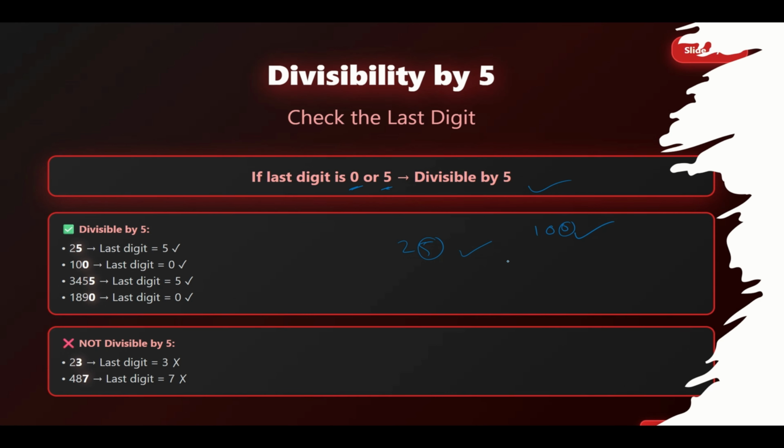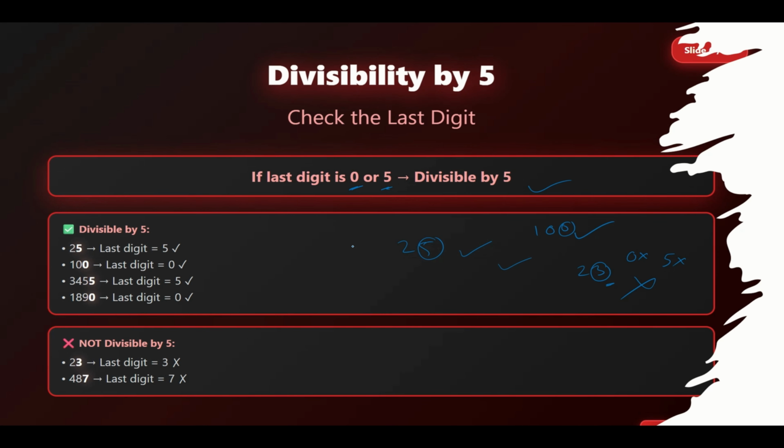Now look at the number 3455. It ends in 5. Yes, even this number is divisible by 5. But 23 ends in 3. Hence, this number is not divisible by 5. You probably already knew this one from your multiplication tables, right? But it's still super useful.